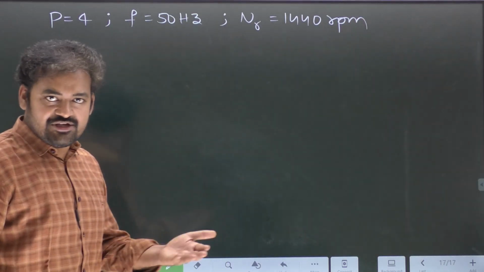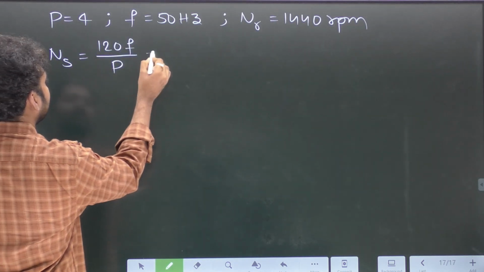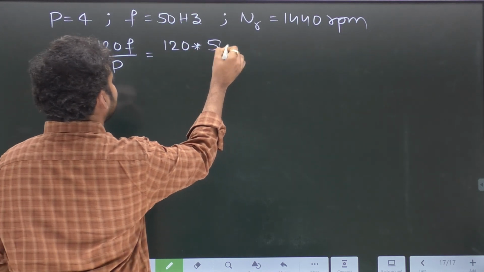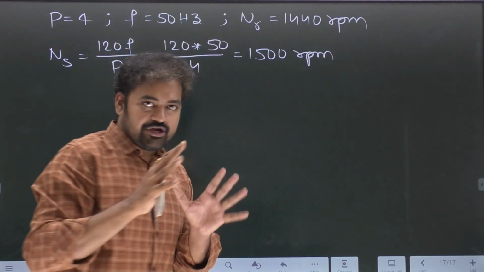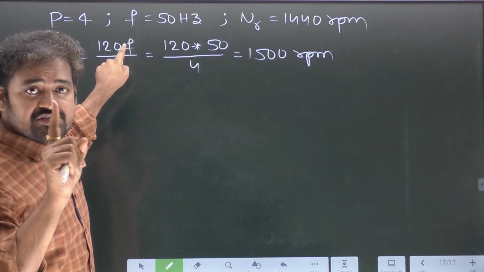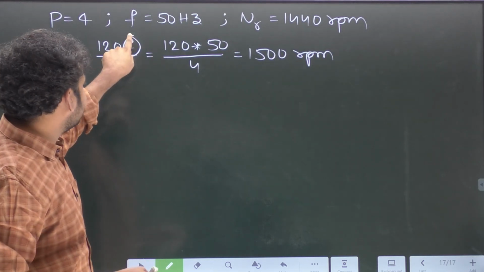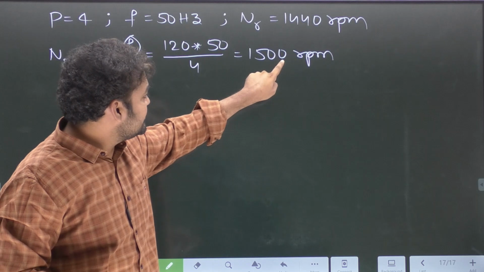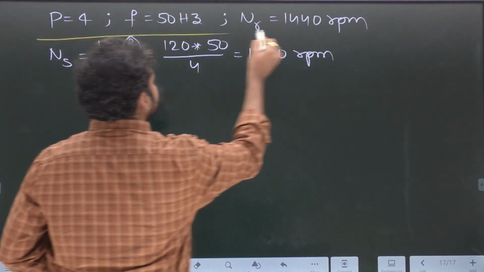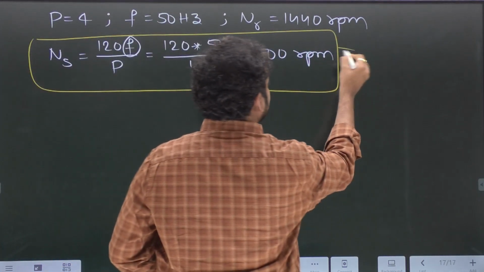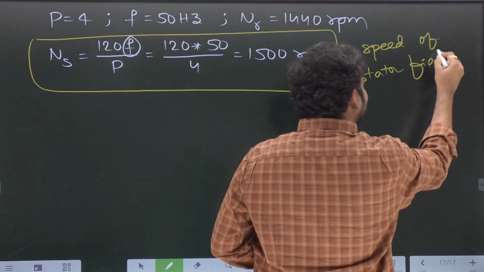So first calculate the synchronous speed. What is the formula for synchronous speed? 120 F by P. This is equal to 120 into the supply frequency 50, by 4 poles, which is equal to 1500 rpm. Now the important thing is, is this supply frequency the stator frequency or rotor frequency? Remember, the machine is excited from the stator side, therefore this is the stator frequency. As this is a stator frequency, this is the speed of which field? Stator field. Okay, so it is the speed of the stator magnetic field, with respect to the stator.